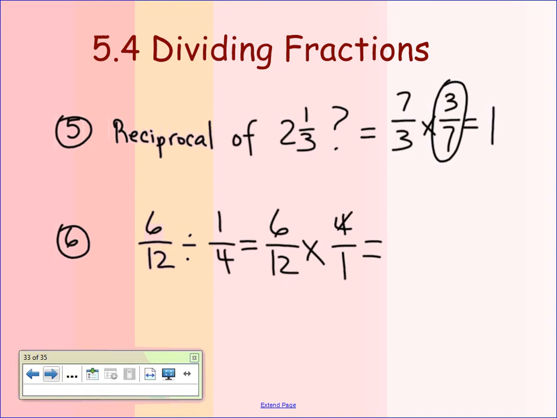Our next question is, is there anything I can cancel? 1 and 6 is fine. 12 and 4, definitely. And 3. So I get 6 over 3. And if I reduce that, I will get 2. Final answer, 6/12 divided by 1/4, you will get 2.